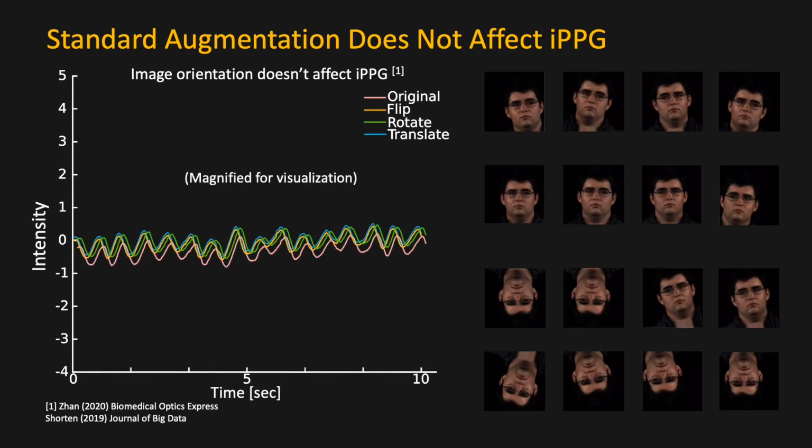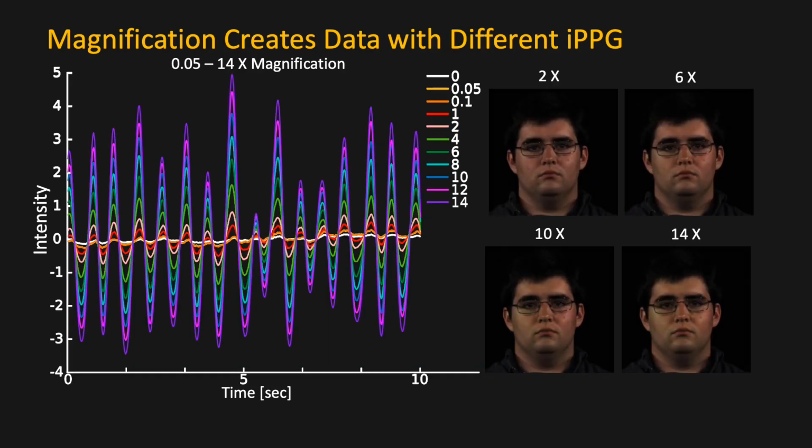A common solution to the problem of limited data is data augmentation, to synthetically create new training data by manipulating the original training images. But standard augmentations, such as flipping the images, don't affect the iPPG signal that we are interested in, and they may not be very useful for training models for physiology. Instead, we can use video magnification to create data with different iPPG signals. This highlights features relevant for iPPG, making it easier for the model to learn which regions to focus on.